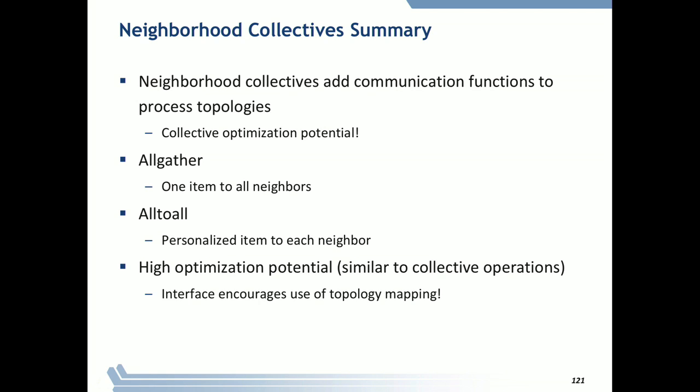So in summary, you've got all gather, which allows everybody to contribute some data that's then gathered to all the neighbors. You've got all to all, which is often called personalized. So the all to all here is personalized to each neighbor, not to all processes, just all neighbors in the graph. And again, we're hoping to see that the implementations start taking advantage of this.